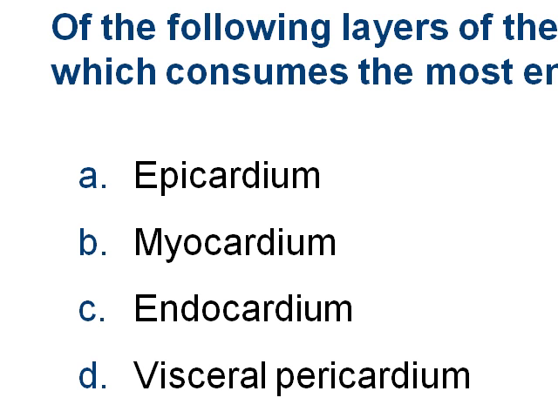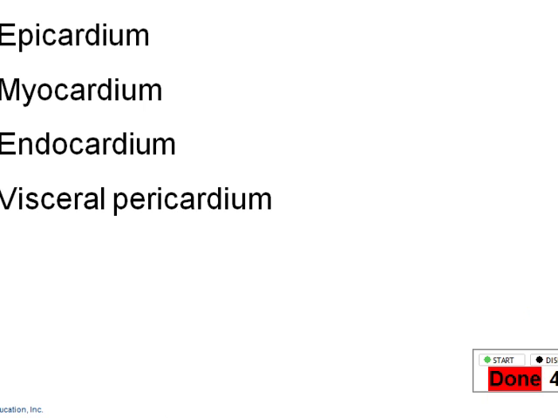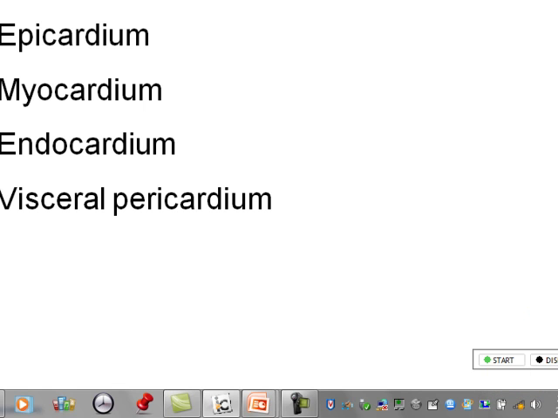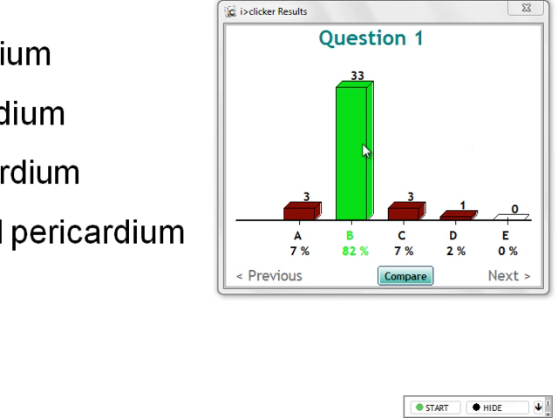So 39 is my number. 5, 4, 3. Click the button. 2. 40 is my number. Everybody's clicked. All right, what's the answer? B. Yes, B. Yay! B is the answer.